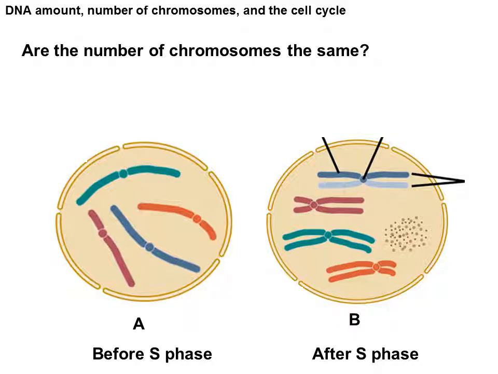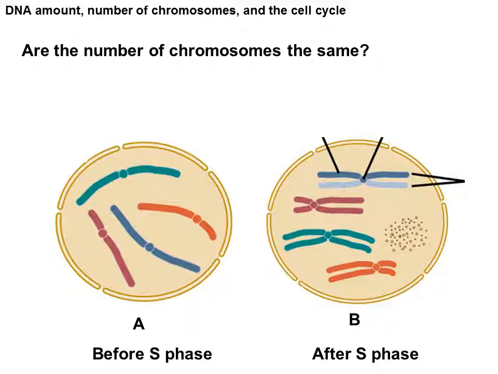Now I'd like for you to look at this cell that is shown before the S phase, before DNA replication, and what it looks like after DNA replication, after the S phase. So I have a series of questions for you that I'd like you to answer. So the first question is, are the number of chromosomes the same in cell A as what we see in cell B?